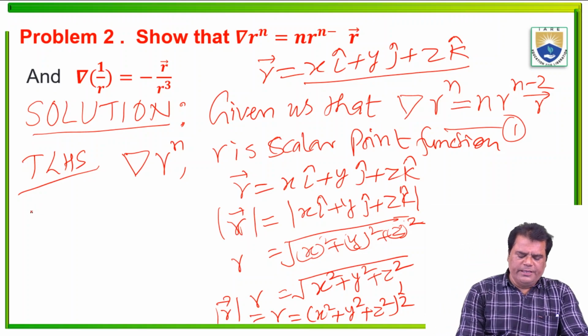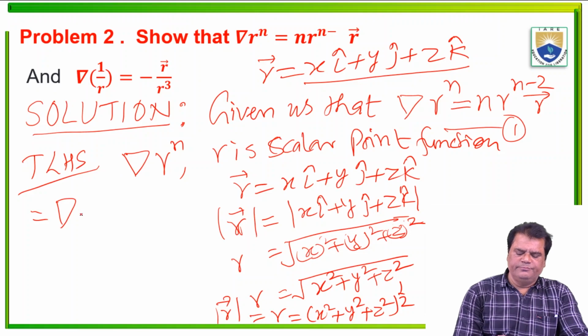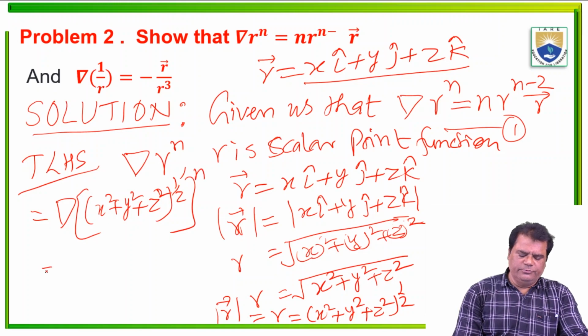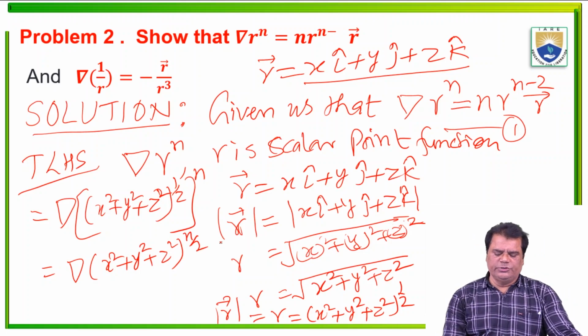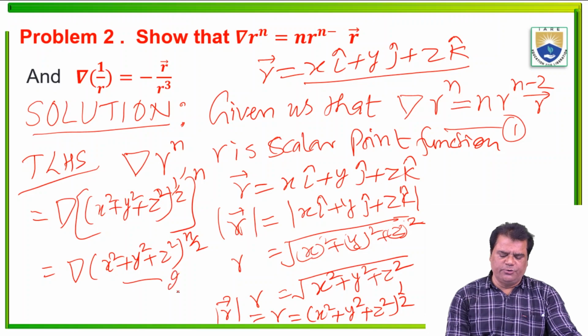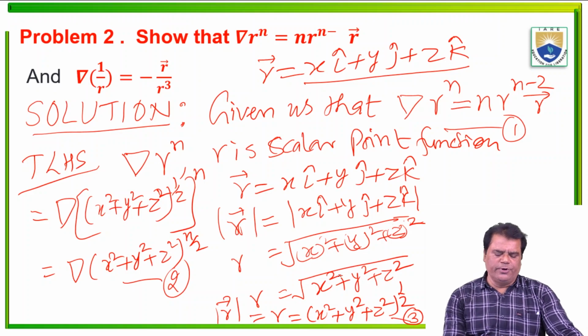Now, this is the del operator and this is a scalar, so there is no dot product. Here, putting the value of r: r is (x² + y² + z²)^(1/2), and the whole to the power n, so this is (x² + y² + z²)^(n/2). This is equation 2, and this is equation 3.